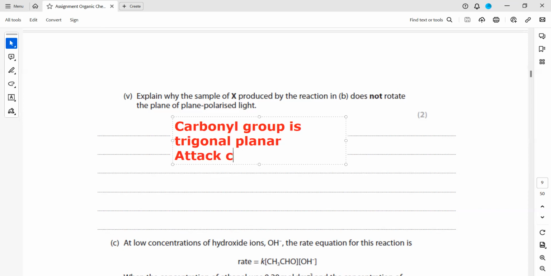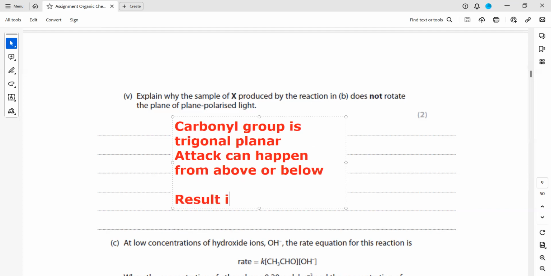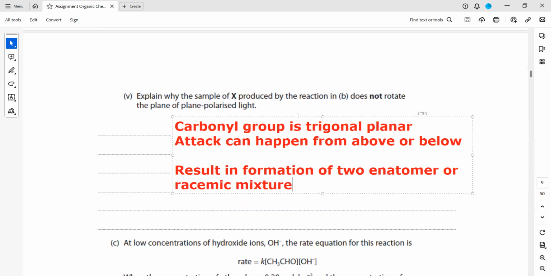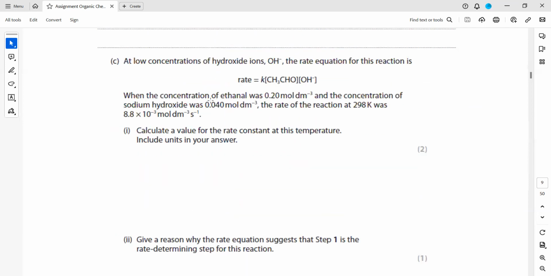Attack can happen from above or below. And what will happen? This will result in formation of 2 enantiomers, or a racemic mixture. So carbonyl groups always result in a formation of a racemic mixture when there's a nucleophilic attack on the carbon.